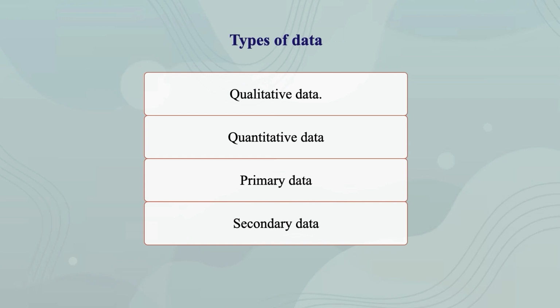Then the primary data: data that is generated by the researcher, such as through an experiment. So there are different kinds of data available. Then what is the secondary data? Data that is extracted from files, such as data from government agencies or educational institutions.